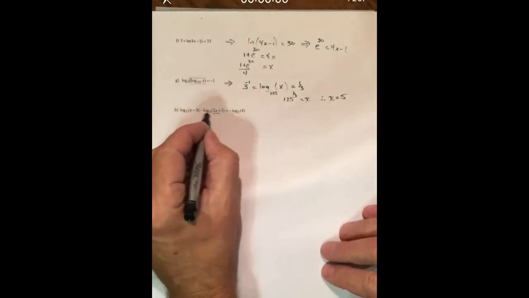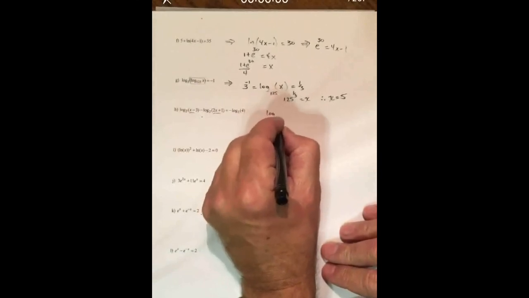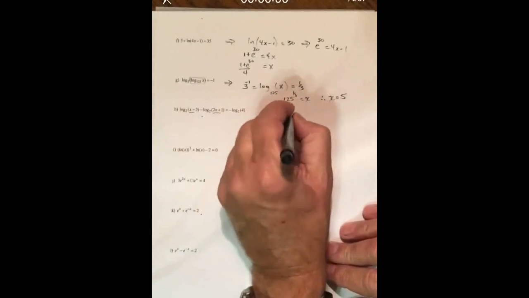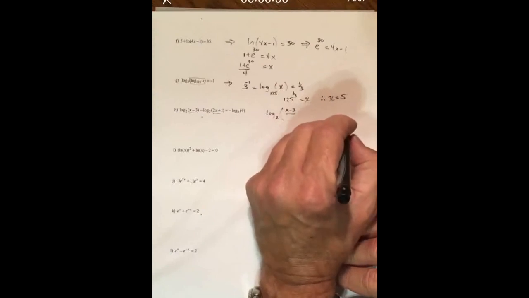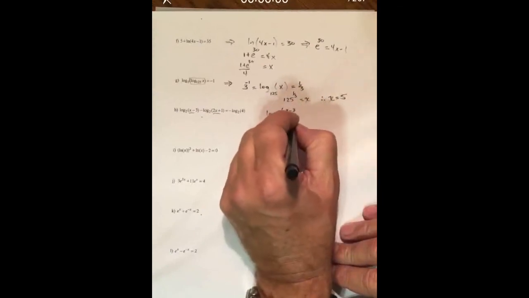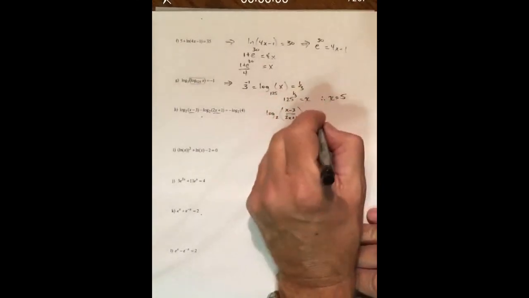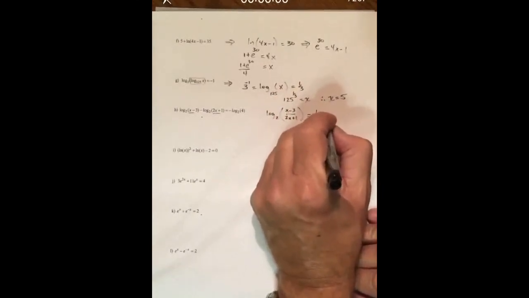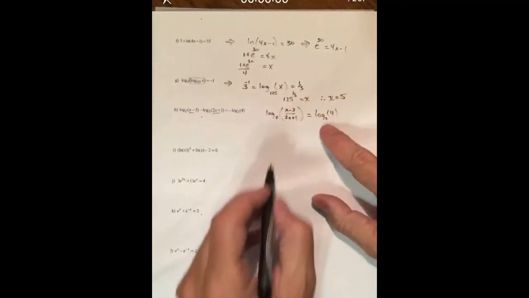Which one next, you reckon? Let's do h. Now, here, I'm subtracting 2 logs, so this is going to be log base 2 of (x minus 3) over (2x plus 1). And that's going to be equal to log base 2 of 4. Well, what can we do now?